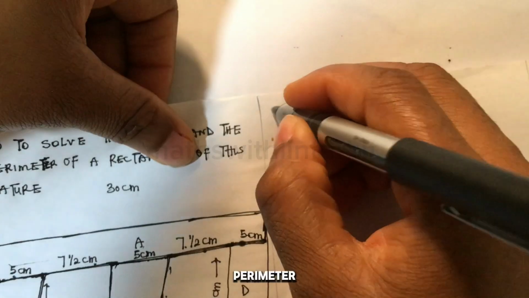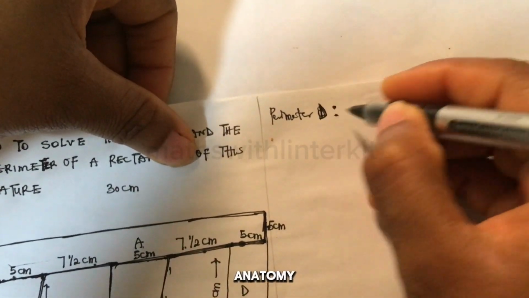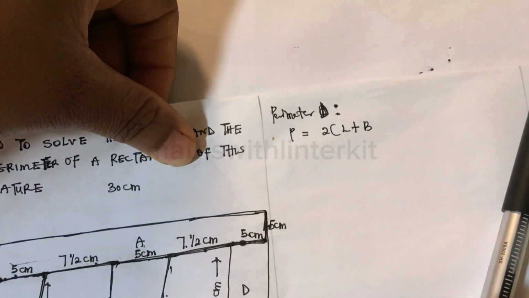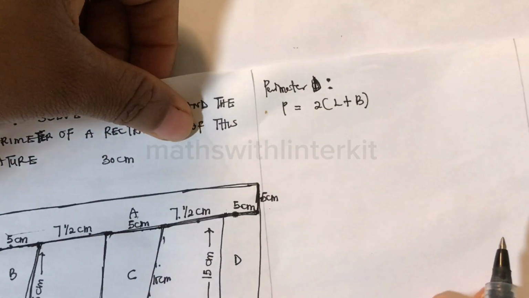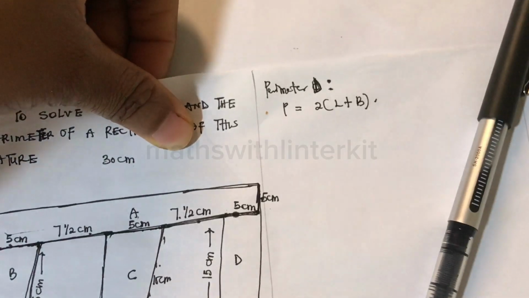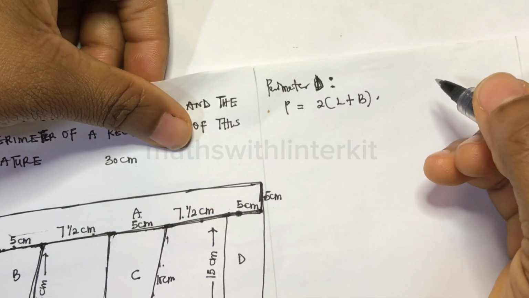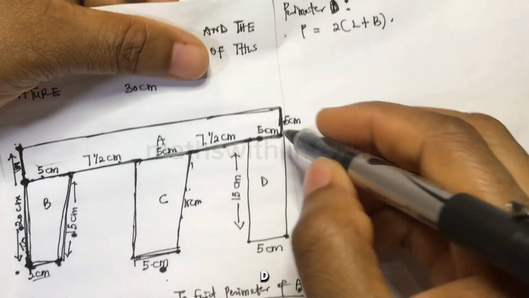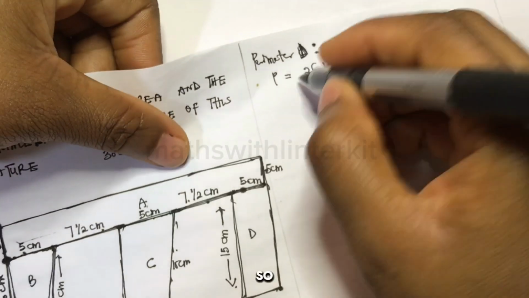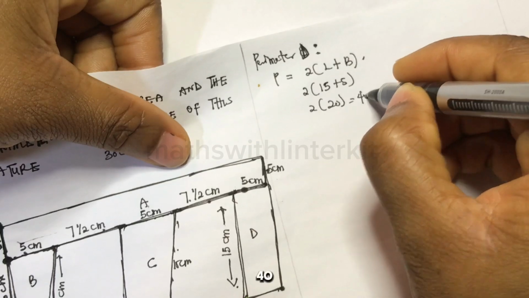Then for perimeter D, pardon me. So my formula is 2 bracket length plus breadth. So for the D, my length is still 15 and my breadth is 5. So that will be 2 bracket 15 plus 5. That is 2 bracket 20, that will be 40 centimeter.